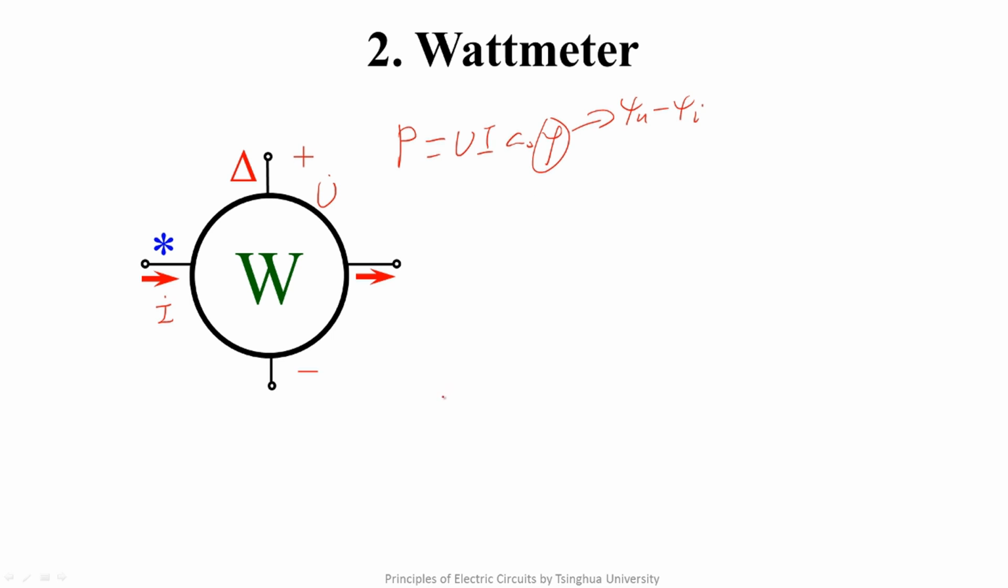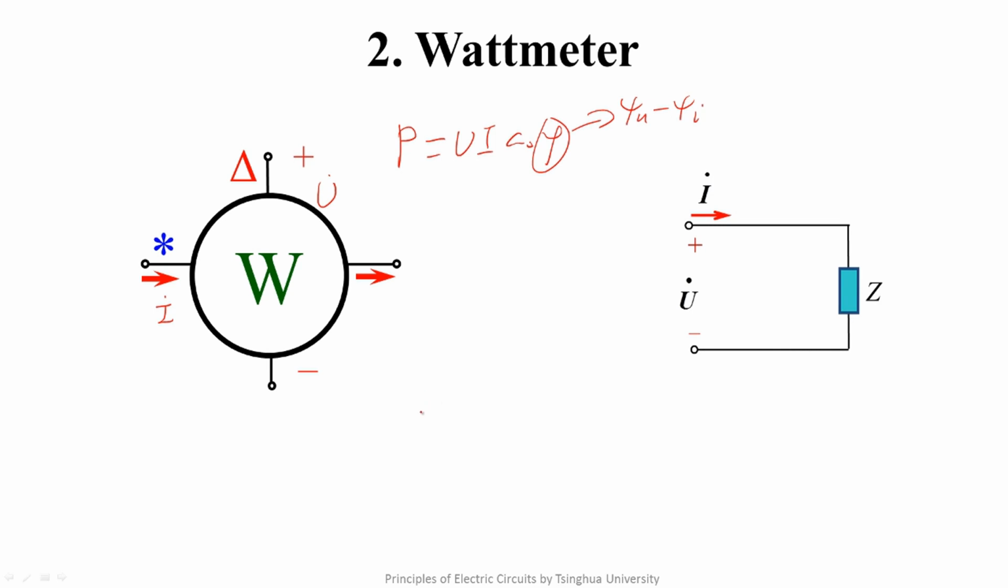We need to emphasize that any meter has its range. We know that the voltage we want to measure should be less than the range of the voltmeter. The current meter is also similar. For the wattmeter, it needs to meet that voltage, current, and power should all be less than their ranges.